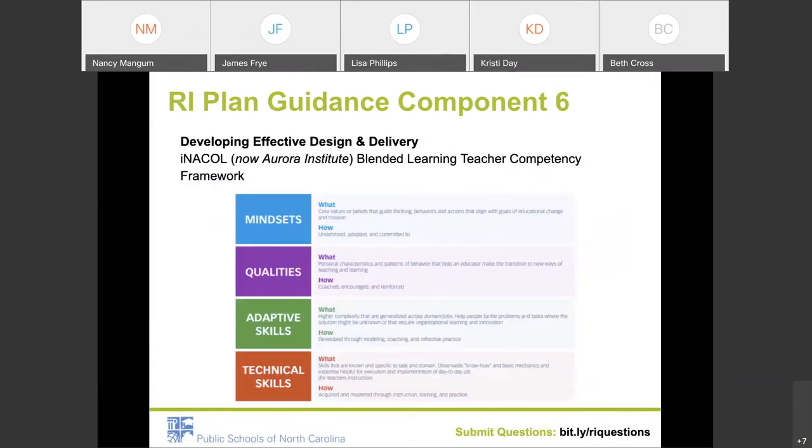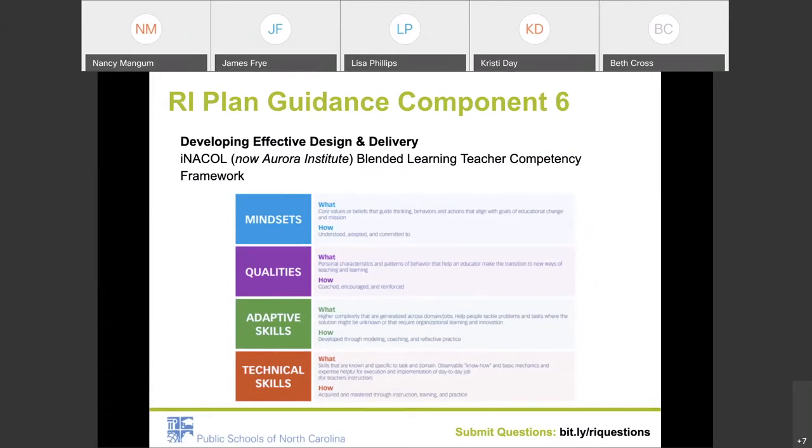All right, thank you. Good afternoon, everybody. Coming in on this next slide, I want to talk to you about another framework that pairs very well with the North Carolina Instructional Design Principles for Remote Learning, and that is the Blended Learning Teacher Competency Framework. The way this framework is organized gives us a great way to think about, measure, and implement this evolution to blended learning that we're looking at across North Carolina through this remote learning experience.